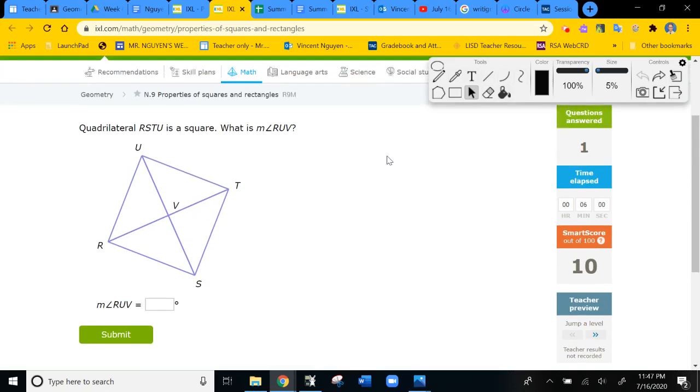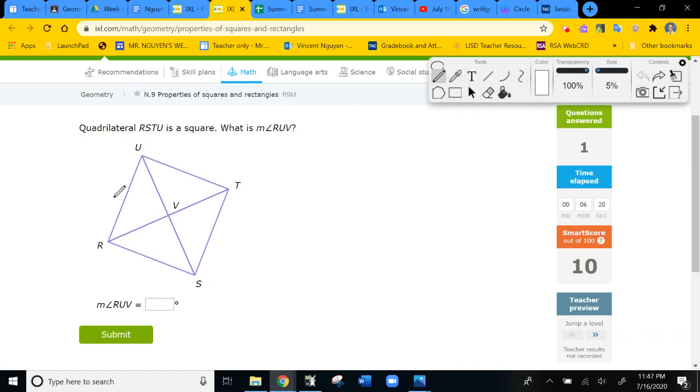Okay. I want to hit the angles. Is this the angle? Oh yeah, it is the angle. We're looking for RUV. Okay. Well, we know the angle on the square here is a 90-degree angle.